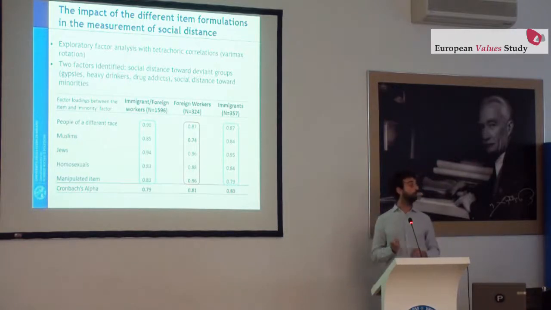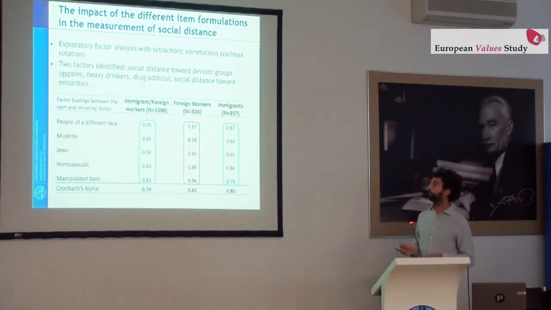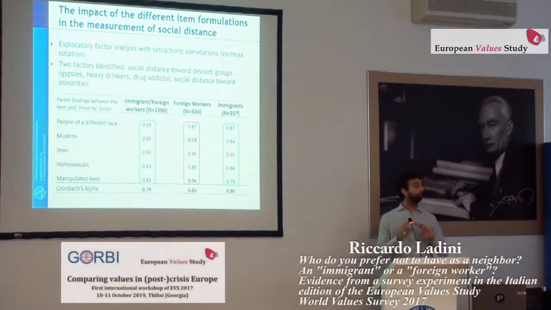While, if we look at the comparison between the original item and the foreign workers one, we can say that some of the factor loadings are the same, but if you look, for example, at the Muslims, we have here 0.85, here 0.64. And the manipulated item is much higher than the other one. So even if, in general, the internal consistency of the scales seems very similar, the meaning of the items seems that it can change somehow.